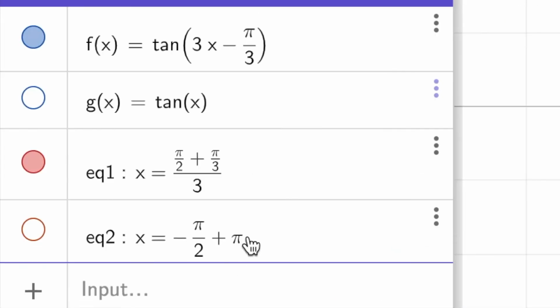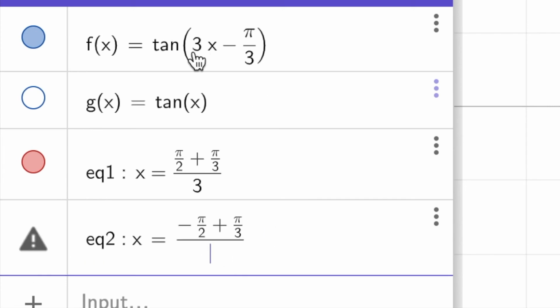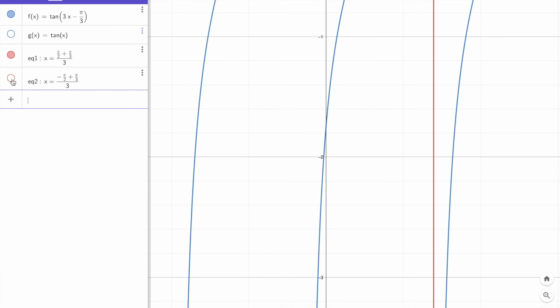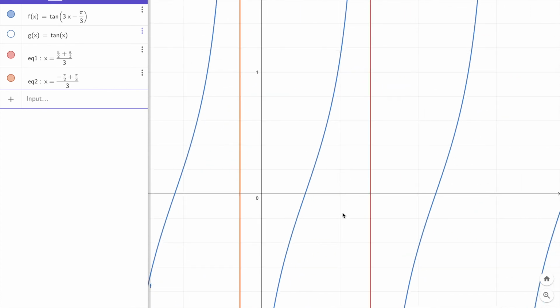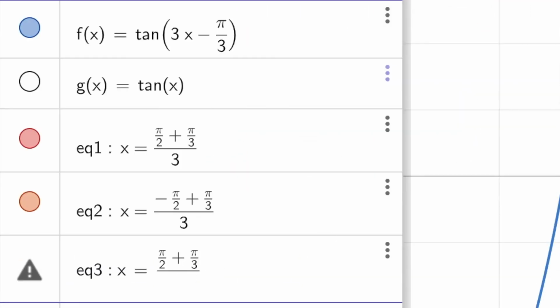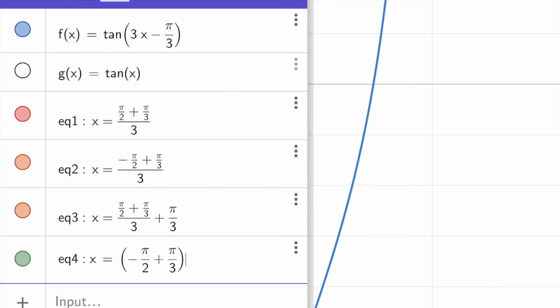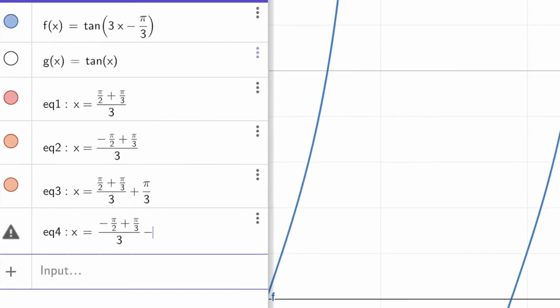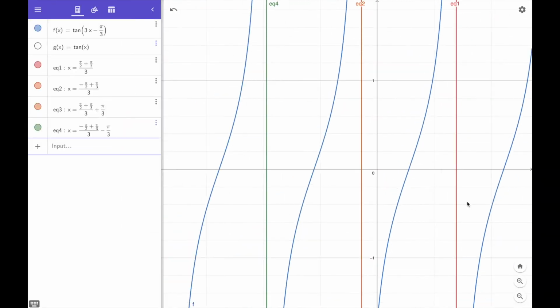Repeat with x equals negative pi over 2. So you add pi over 3, divide by 3, and you get your second asymptote. To get more asymptotes graphed, add or subtract multiples of the period to these asymptotes, which is pi over 3. So multiples of pi over 3. You can add pi over 3 to get one asymptote, and subtract pi over 3, the period, from the second asymptote, and you get another asymptote. Here it's all done.